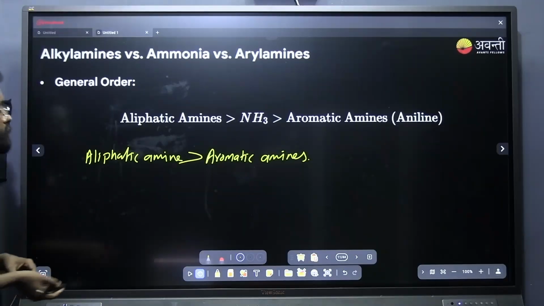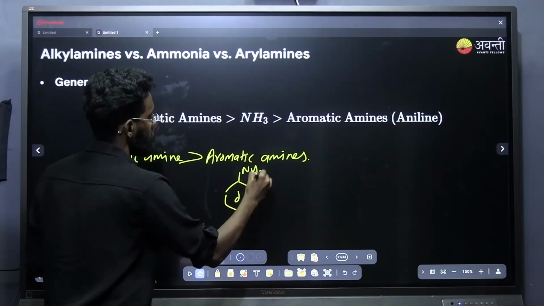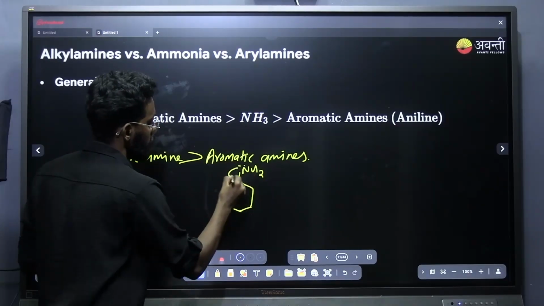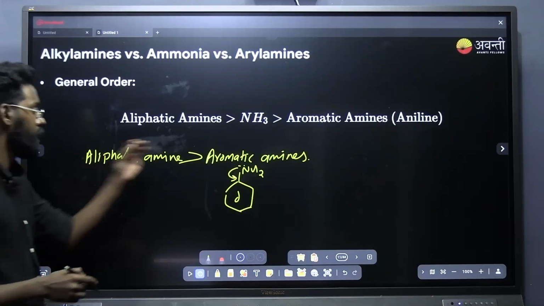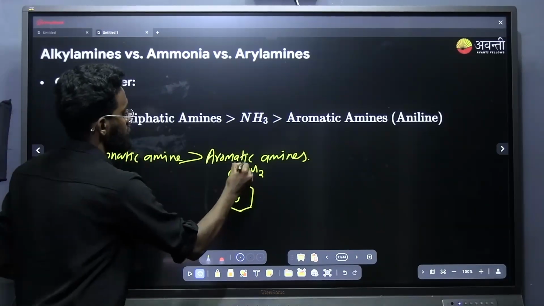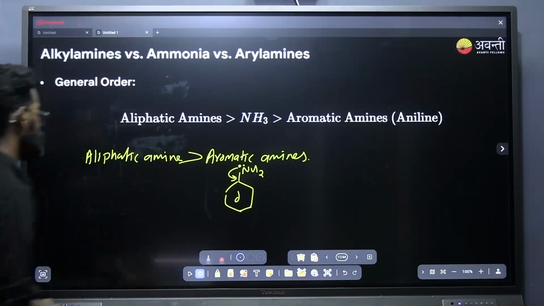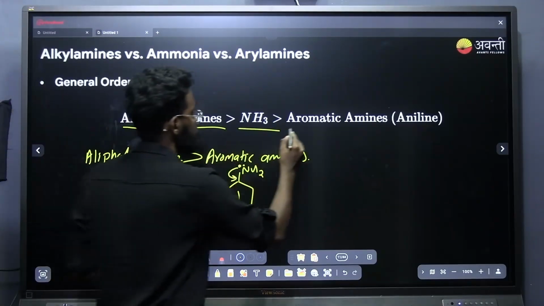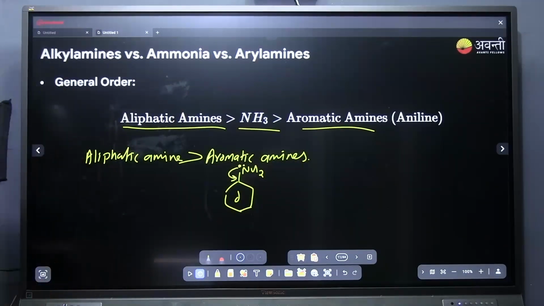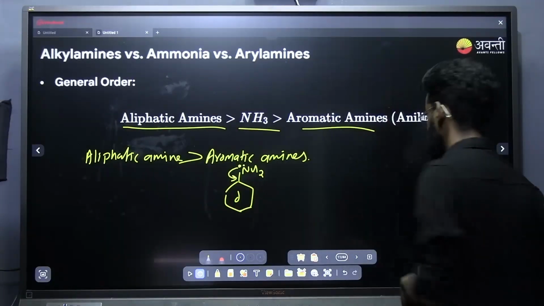Okay, what is the reason? In NH2, we can see the lone pair on nitrogen is involved in the delocalization. Because of that, this lone pair of nitrogen is not easily available for donation. So the basicity will be lesser for aromatic amine. Okay, that is why aliphatic is greater than NH3, then aromatic amine will be coming. That is the general order for the basicity.